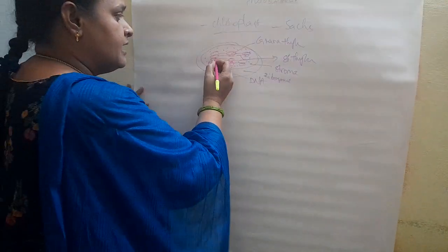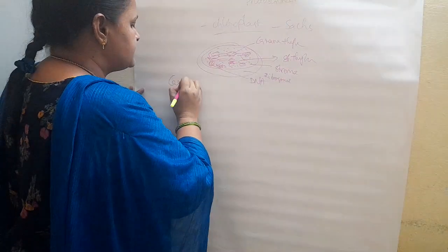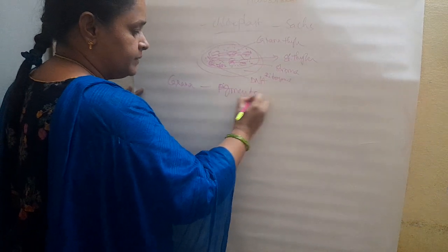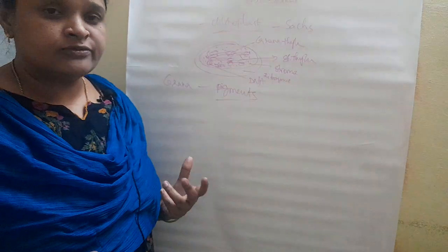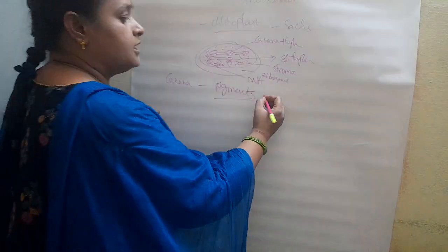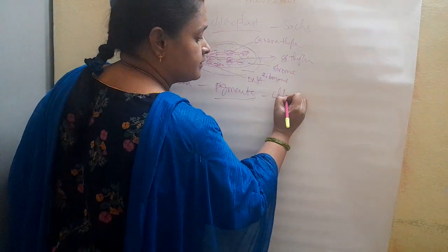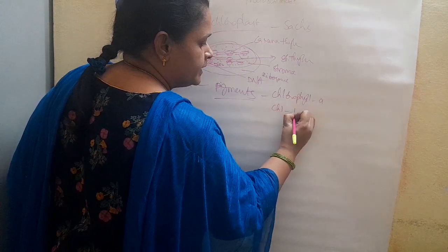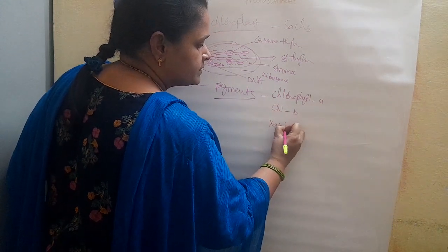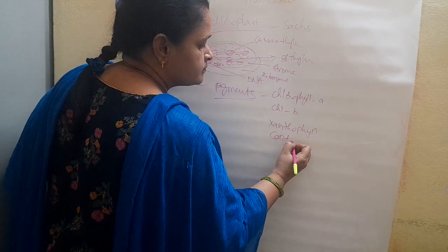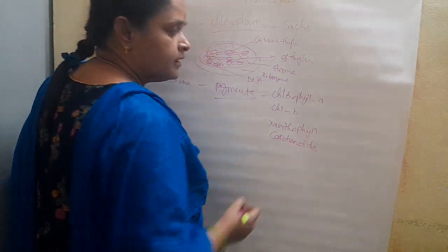No. The grana has pigments. Chlorophyll pigments will be there, that means light harvesting pigments, and they trap the light energy. There are 4 types of pigments: chlorophyll A, chlorophyll B, xanthophylls and carotenoids.